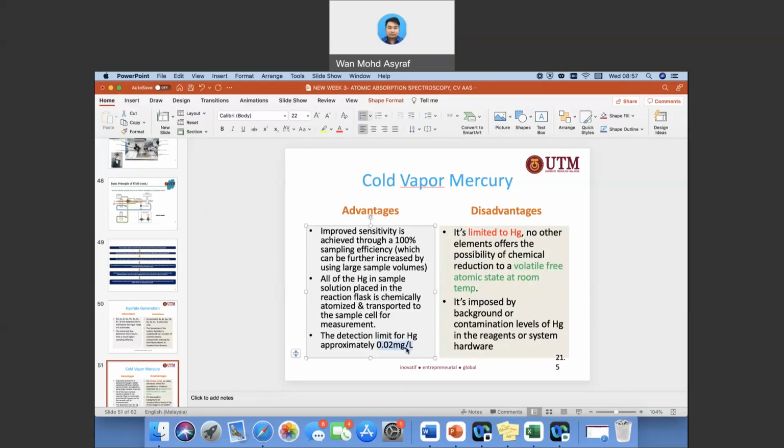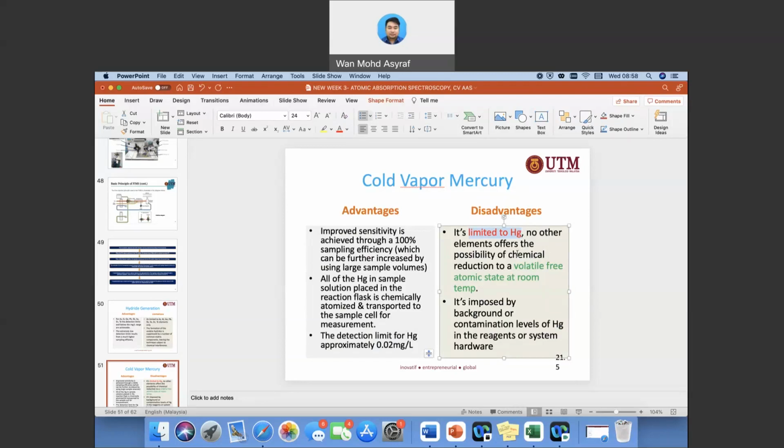Okay. So for the disadvantages, cold vapor is very limited to Hg only. You can look at it as an advantage, but you can also look at it as a disadvantage. Because when you say that it only can detect what? It only can detect mercury. It can act as very specific, or it can act as a disadvantage.